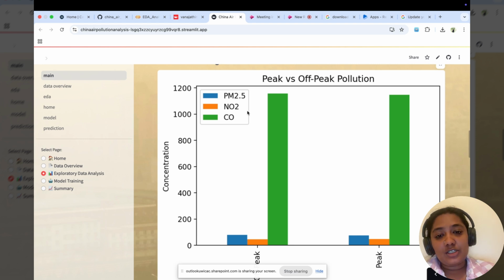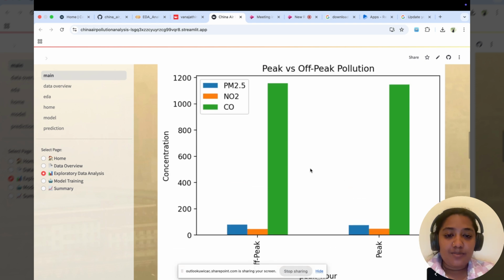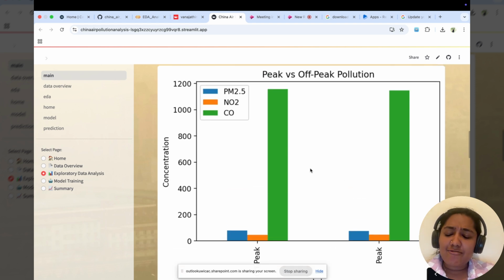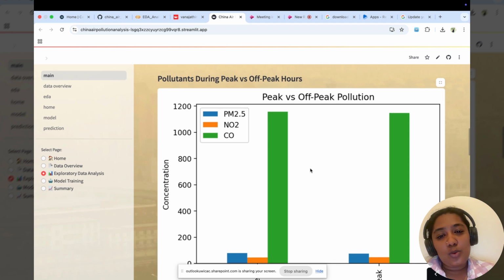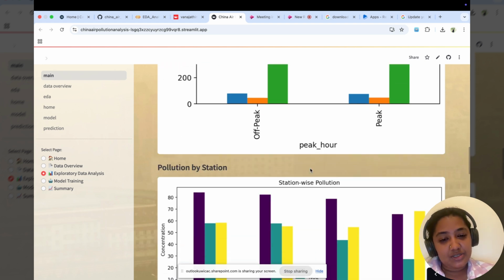And moving on to the next one, pollutants during peak versus off-peak hours. We have selected three pollutants, PM 2.5, NO2, and CO, for off-peak and peak. But in this graph, we have seen only a few minor differences, not major differences. So the pollutants, according to the peak hours, do not give a major difference.